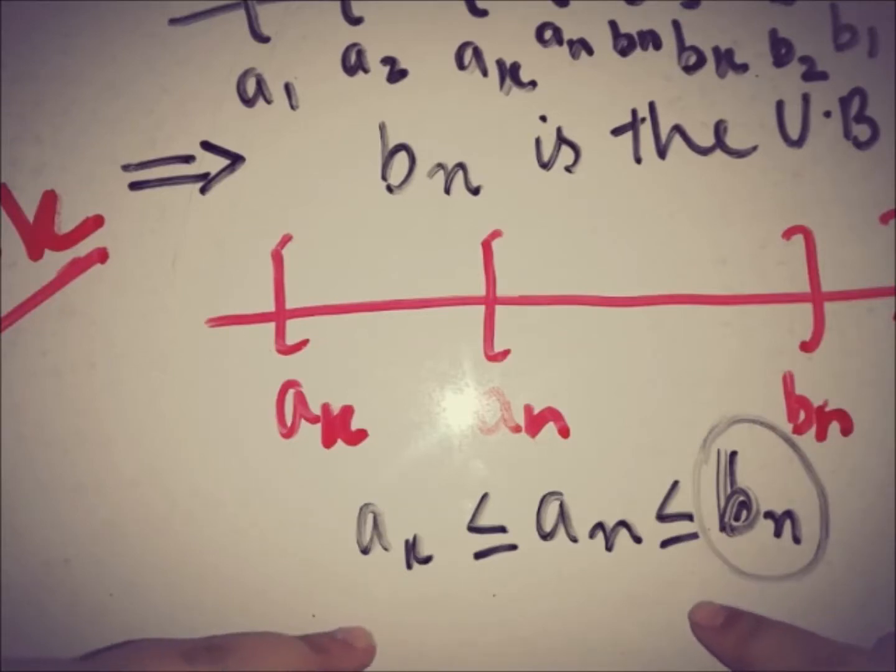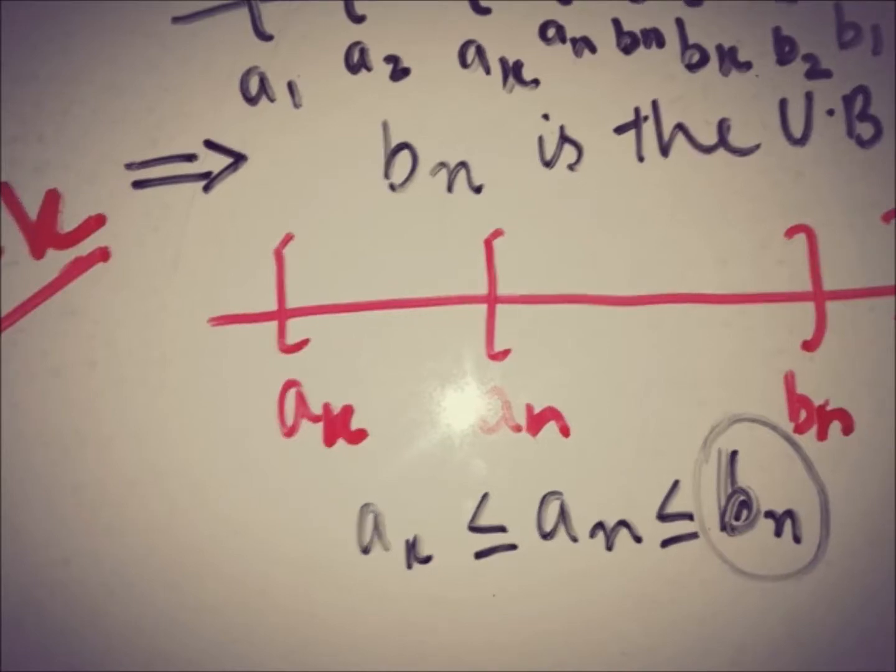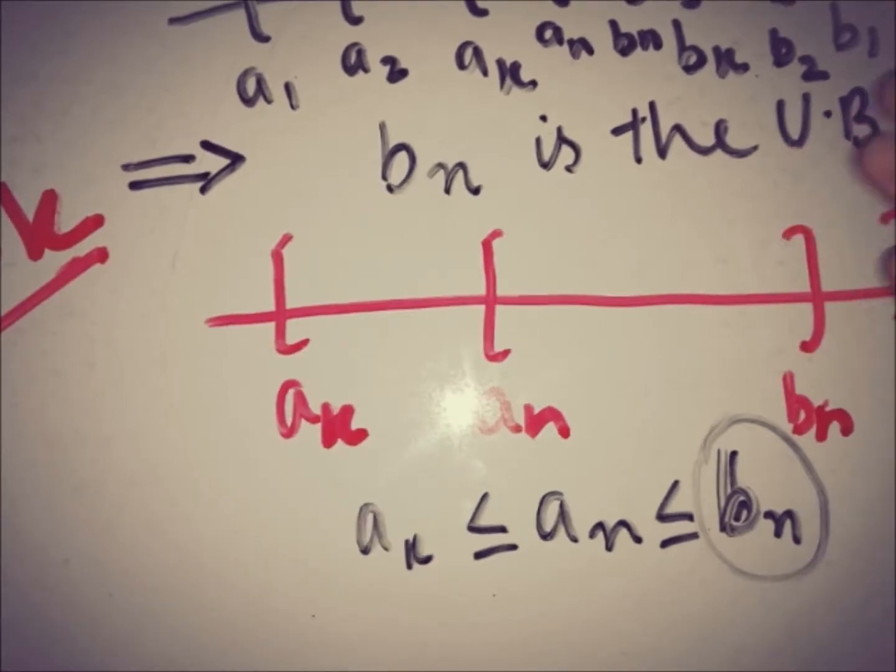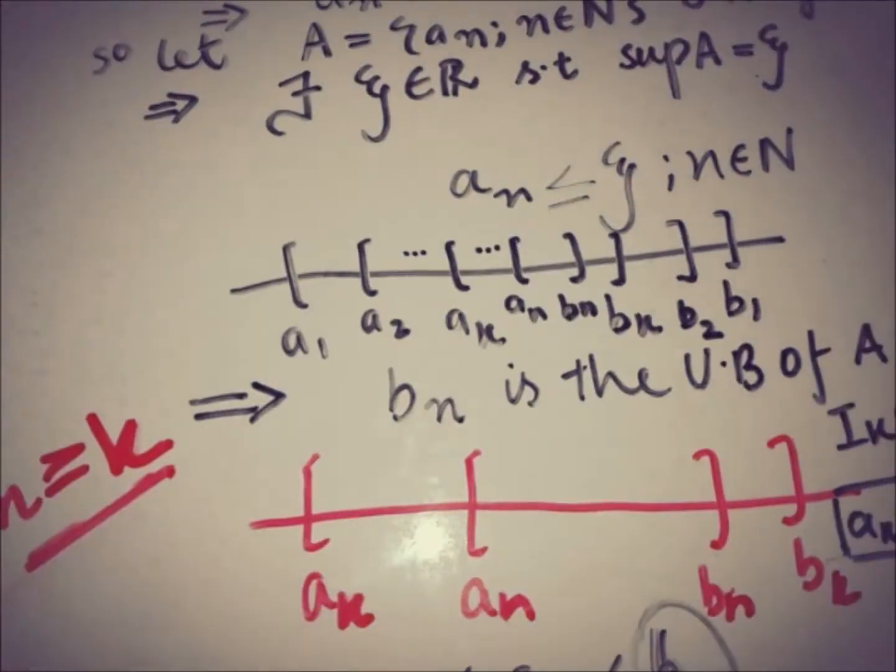None of the elements exceeds that element bn. So this implies that our supposition that bn is the upper bound was correct. So bn is the upper bound of this set A, and if it is the upper bound, then what is the relation of the upper bound with the supremum? The supremum is the least of all of the upper bounds. So zeta is less than or equal to bn, and this is true for all n in N.